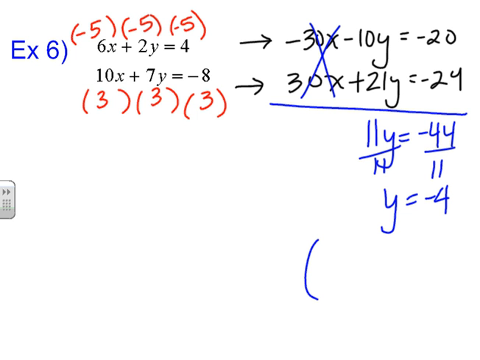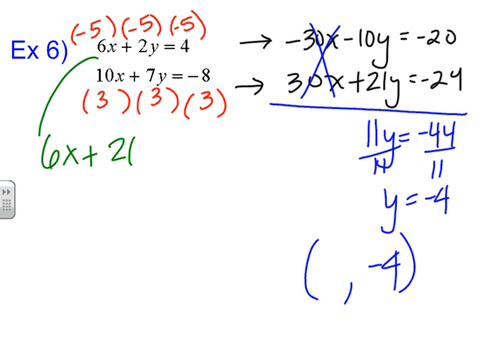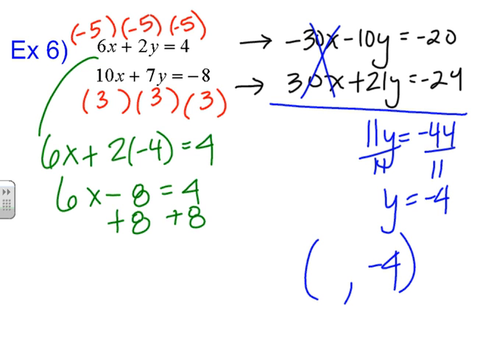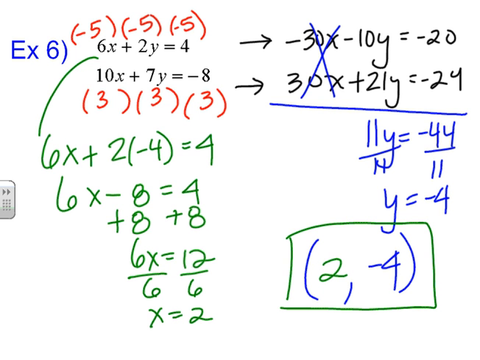So as we build our ordered pair, in the y spot, we have negative 4. Now we can go back to the equation. I'm going to take the top one, smaller numbers, no negatives, just makes things easier. 6x plus 2 times negative 4 equals 4. So I have 6x minus 8 equals 4, so I'm going to add 8 to both sides. I end up with 6x equals 12, and then divide both sides by 6 to find out that x equals 2. So our ordered pair where these two will cross is at 2, negative 4.